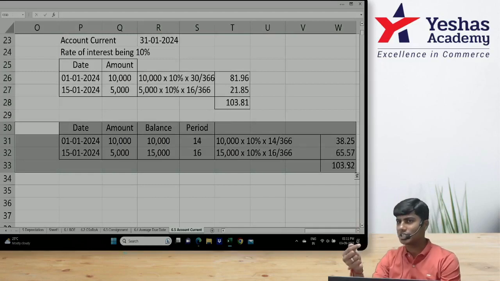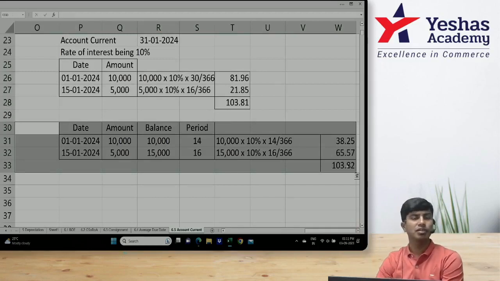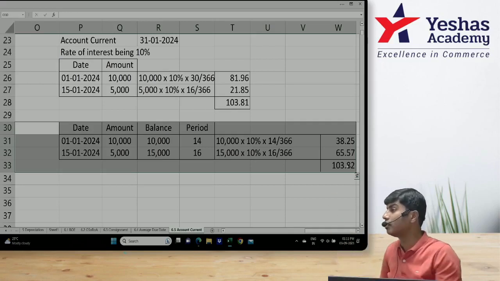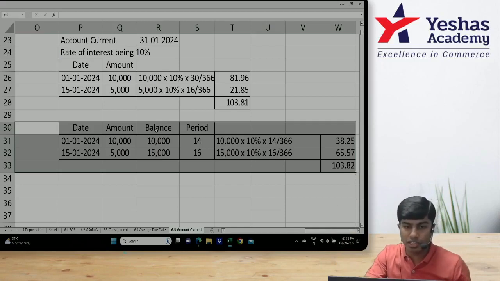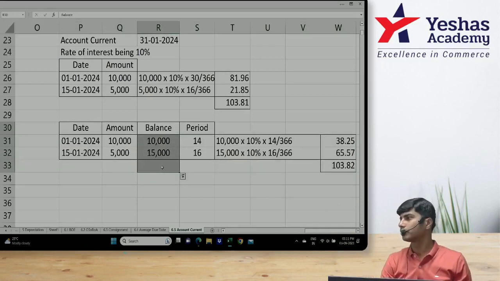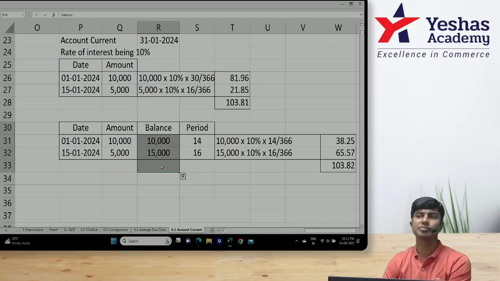For each transaction, we find the closing balance, and on the closing balance till the next transaction we find the interest. From that transaction to the next transaction, and for the next transaction balance to the following transaction. We'll find balances. We'll not find it on the amount, we'll find it on the closing balance of each day. Are you getting it? You tell me which one is simpler?